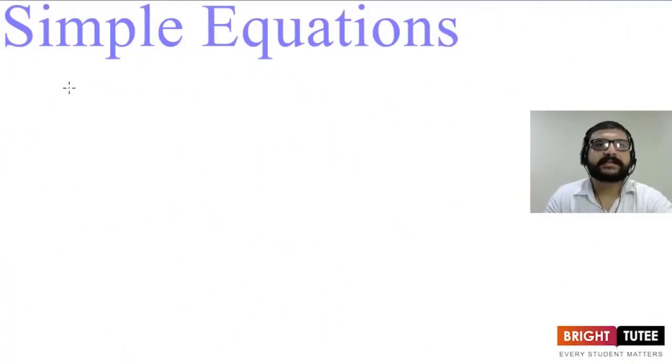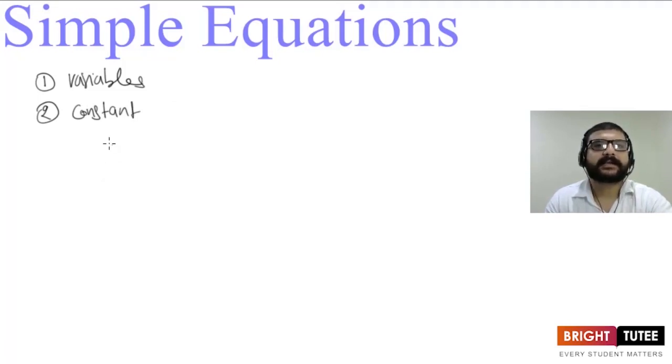Hello students, in simple equations till now we have studied what variables are. Variables are those quantities whose values are not fixed. They are usually represented with small letters like x, y, z, p, q, r, s. And then we have seen what constants are. If the value is fixed, then the quantity is known as a constant, such as numbers like 1, 2, minus 9, 3 upon 5, 0.5. All these numbers are constants.